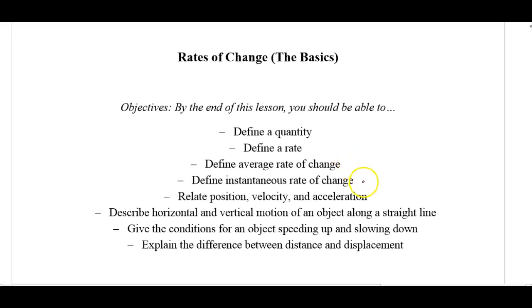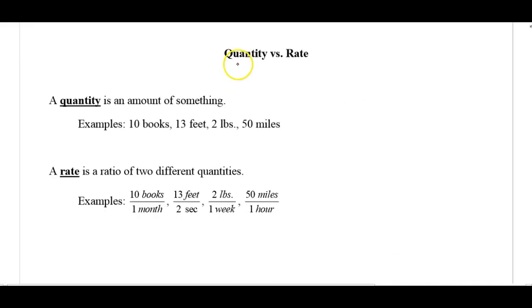rate of change and instantaneous rate of change, relate position, velocity, and acceleration, describe horizontal and vertical motion of an object along a straight line, give the conditions for an object speeding up and slowing down, and explain the difference between distance and displacement. We're going to begin our discussion on rates of change by talking about the difference between a quantity and a rate.